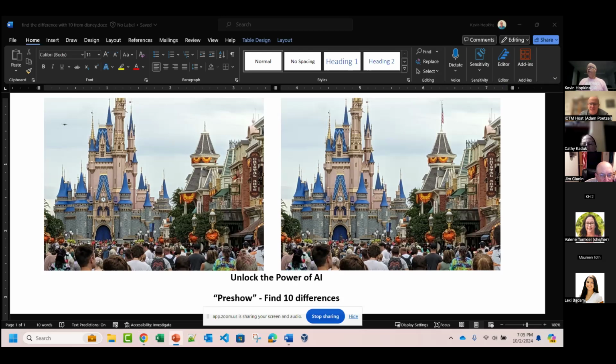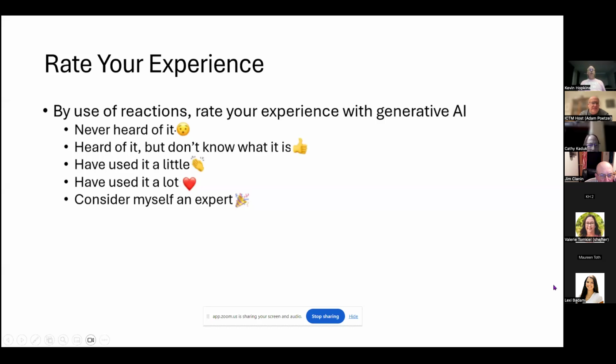So it would help me as we get started here, if you can kind of, by the use of the reactions in the Zoom meeting, give me a little bit of an idea of your experience with generative AI. I'm guessing never heard of it, probably isn't applicable or you wouldn't be here, but I'm going to assume heard of it but don't know what it is, or have used it a little, maybe used it a lot.